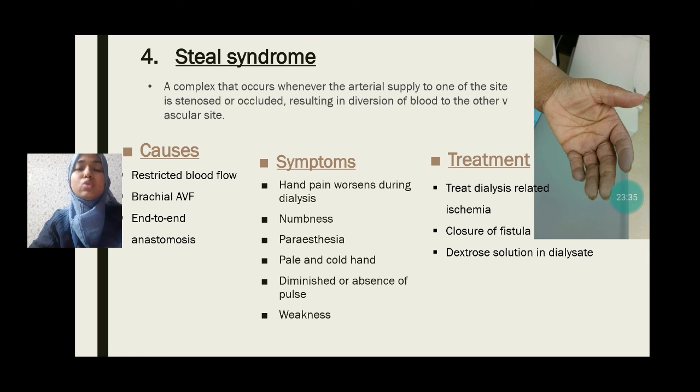So let's see what our slide says. So what are the causes? Restricted blood flow, a brachial AV fistula, end-to-end anastomosis. End-to-end means end of an artery and end of a vein.